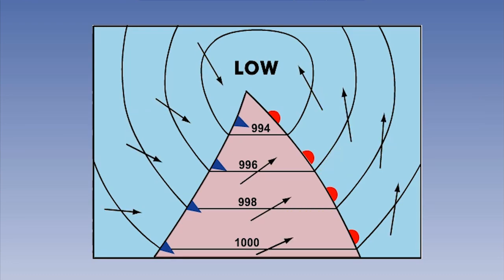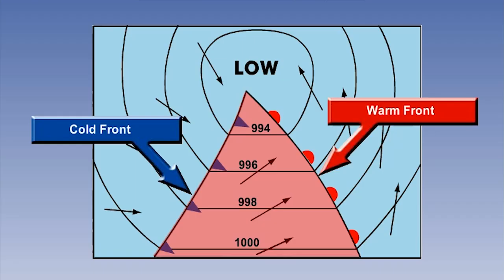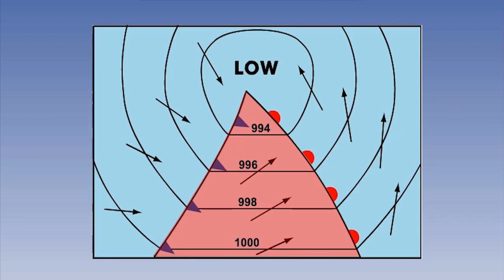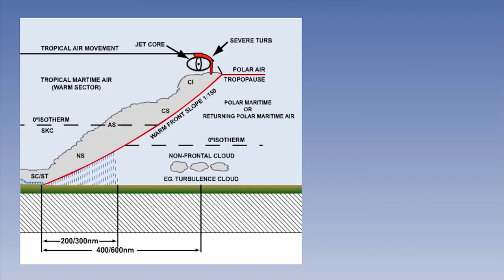At this stage we have what is known as a warm sector depression, with a warm front, a cold front and a warm sector. Let's look at these constituent parts in a bit more detail. The warm front. If warm air is replacing cold air, then we call it a warm front. The slope of a typical warm front is 1 in 150. Here's a side view showing the main areas of cloud associated with such a front.